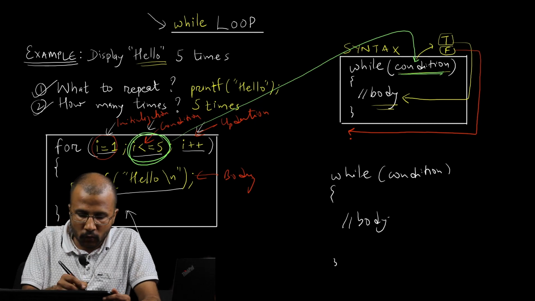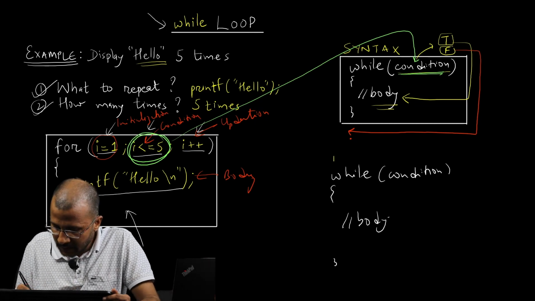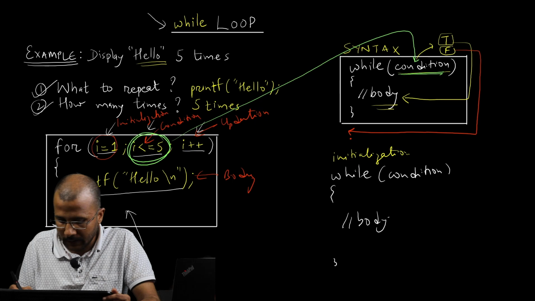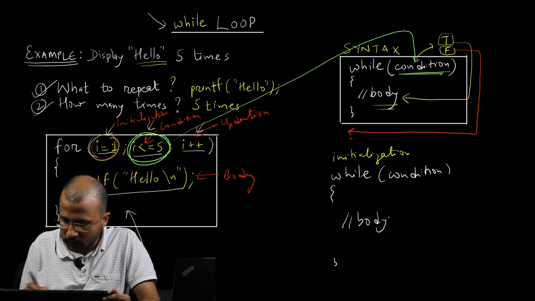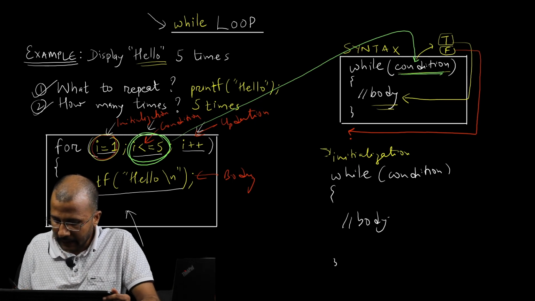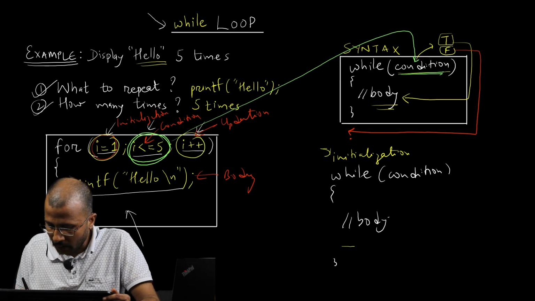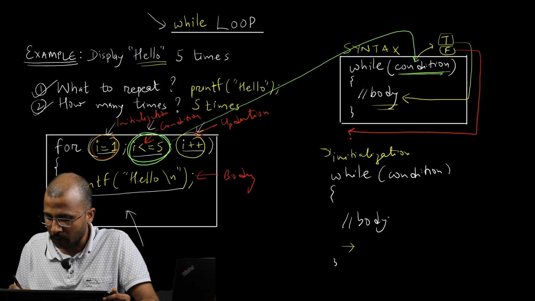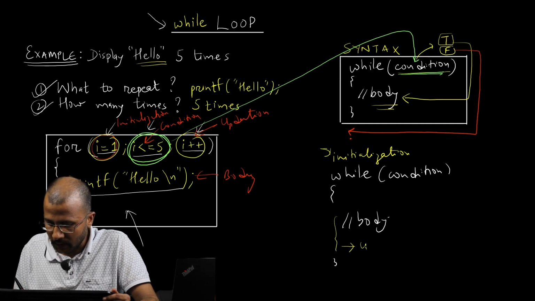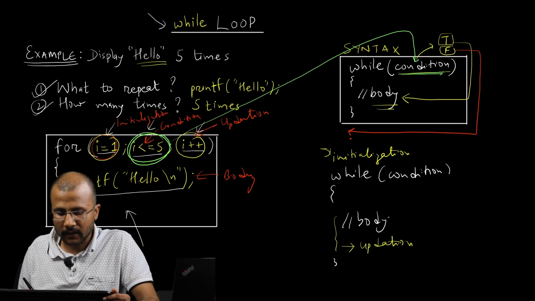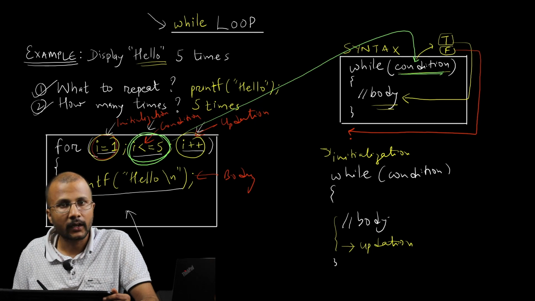Now if you have to initialize something, then your initialization statement should come before the while loop. That is, this initialization should come before the while loop here. And if you want to update a variable, it should be in the body of the loop. It can be the last statement in the body of the loop, or it can be anywhere also. The statement for updation will come inside the body of the loop. So this is how you can compare the for loop with the while loop.